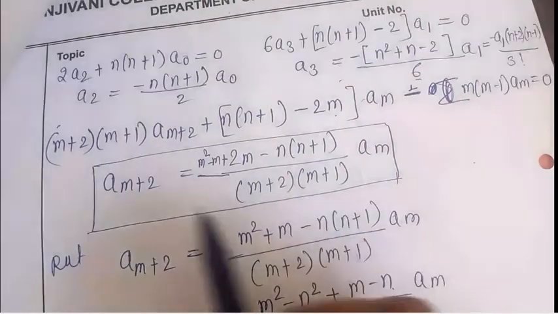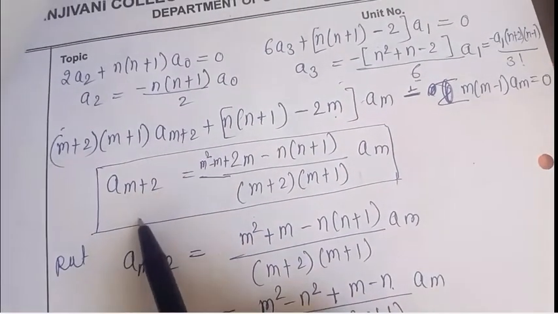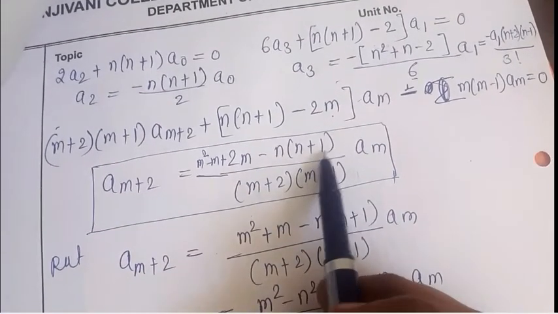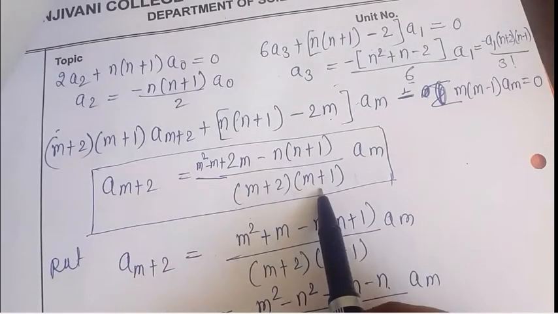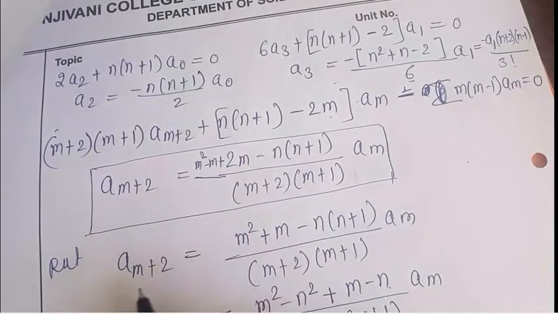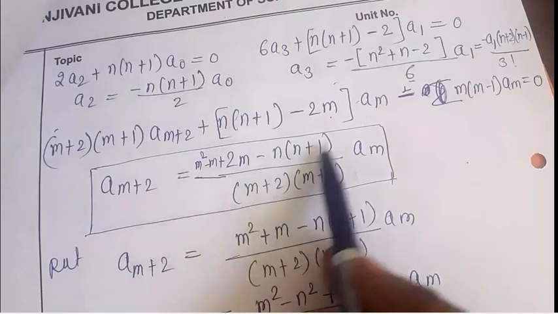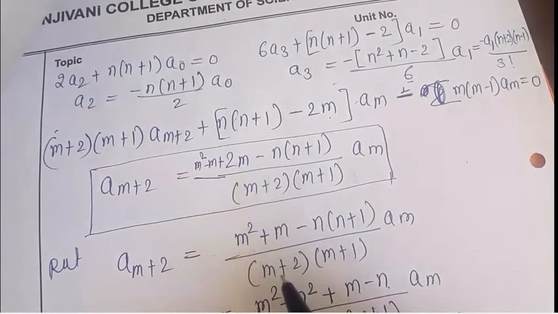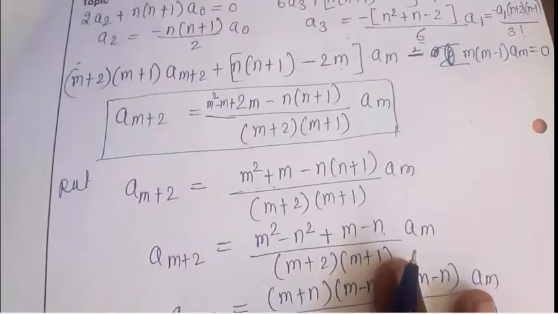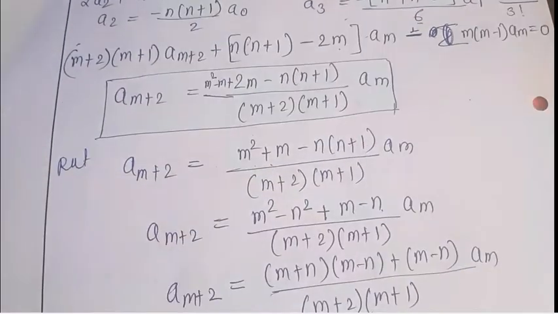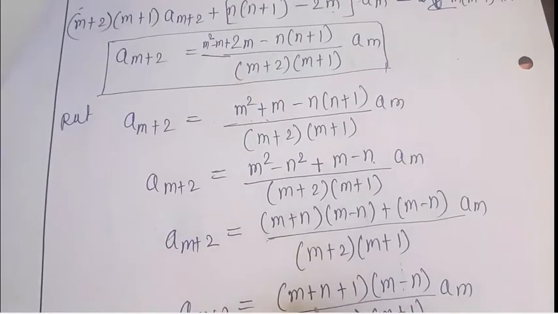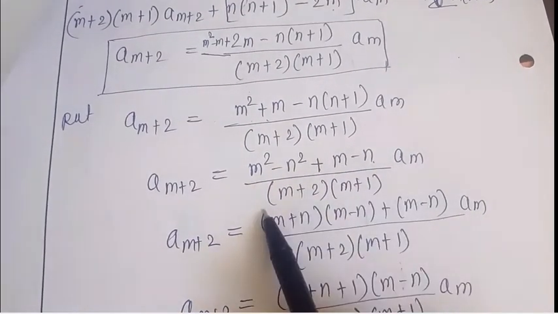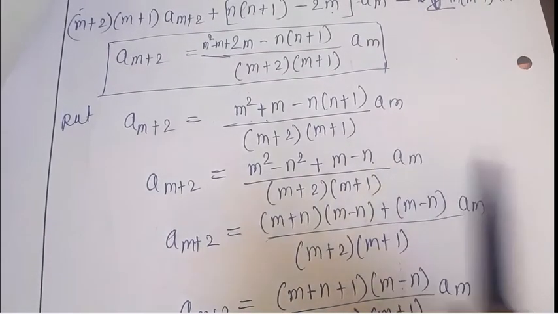Next, from the third equation we get the recurrence relation. a_{m+2} is equal to (m square plus m plus 2m minus n(n+1)) divided by (m+2)(m+1) into a_m. Now we can simplify this numerator. m square minus 2m minus m plus 2m becomes plus m. So m square plus m minus n(n+1). Simplify it further, we get m plus m square minus n square plus m minus n, divided by (m+2)(m+1) into a_m.